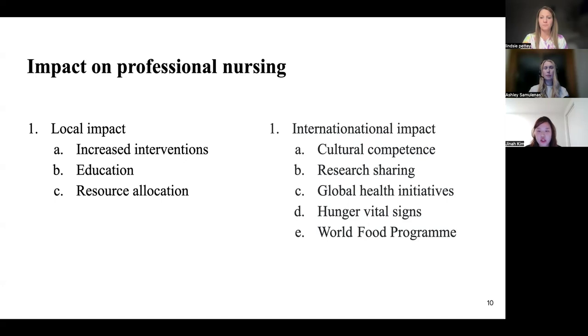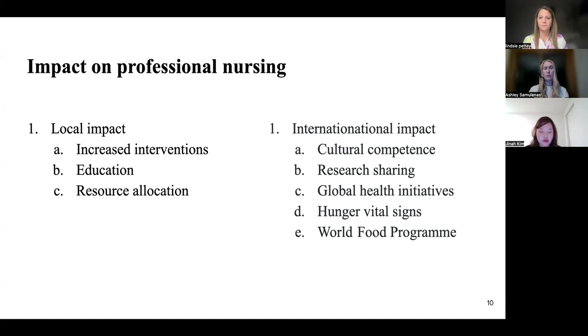And moving on to the international impact, cultural competence, which requires understanding different cultural perspectives on nutrition and health that impact patient care. This skill promotes personalized treatment to align with patient values and beliefs. Therefore, it is beneficial for our nurses to go through transcultural nursing education to provide culturally competent holistic care, which is crucial for addressing malnutrition at all levels.